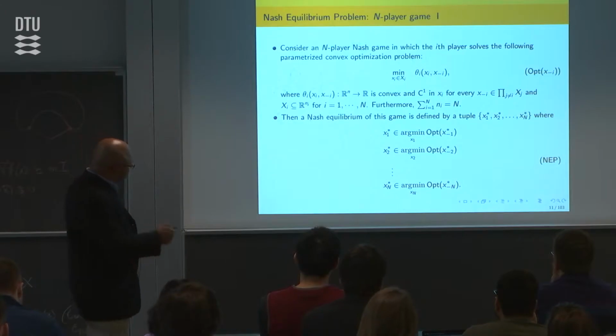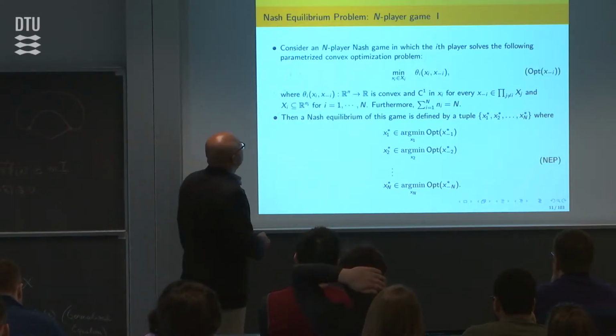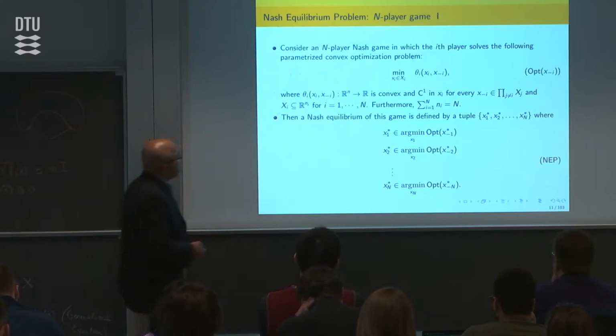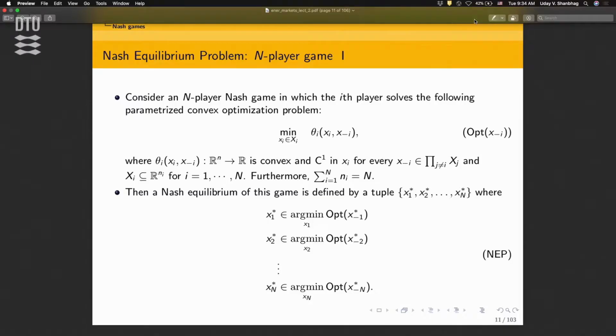Okay, so now let's start trying to relate that to Nash games. Consider an n-player Nash game in which the ith player solves the parameterized convex problem: you have to minimize theta_i of x_i given x_{-i}. There's a lot of notation flying around, so let's make sure everybody remembers what x_{-i} is. x_{-i} is just the rival decisions, so everything excluding x_i. If you're the 7th player, it's x1, x2 all the way to x6, and x8 all the way to xn.